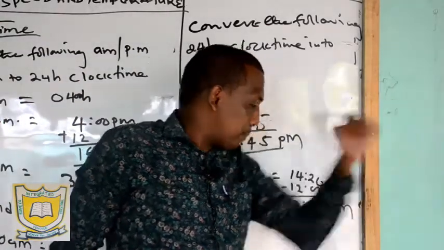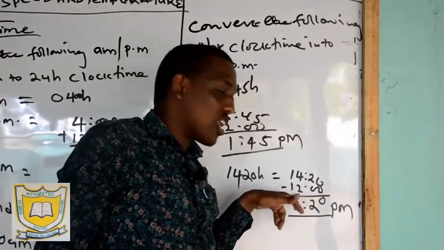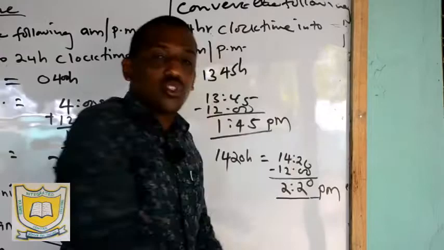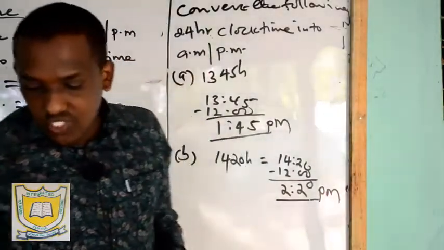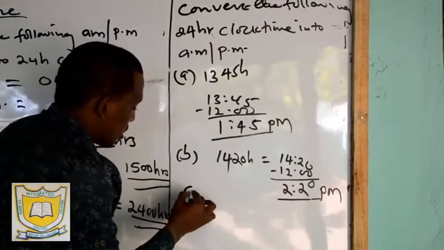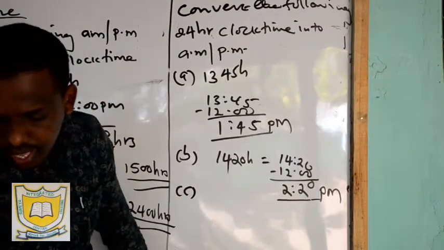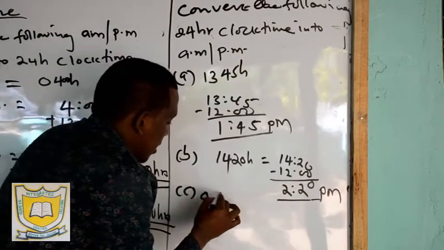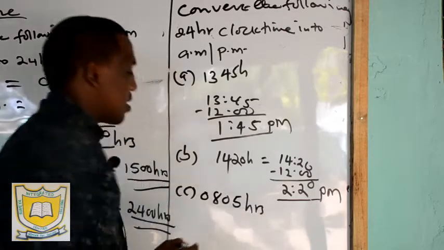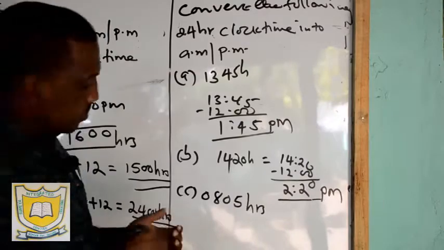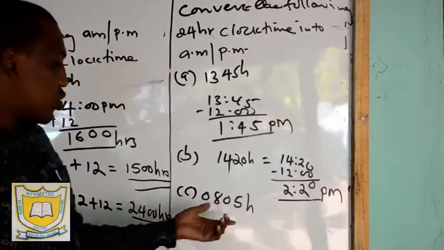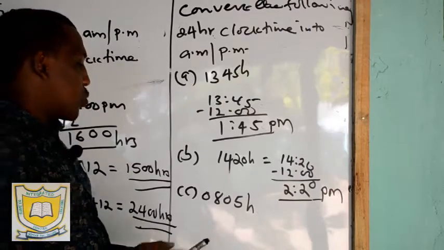24-hour clock system back to PM, we go back minus 12. But PM to the 24-hour clock system, plus 12. So it is vice versa. Suppose now we want to change AM. This one, C, you are told 0805 hours, and you are told to change it into AM.